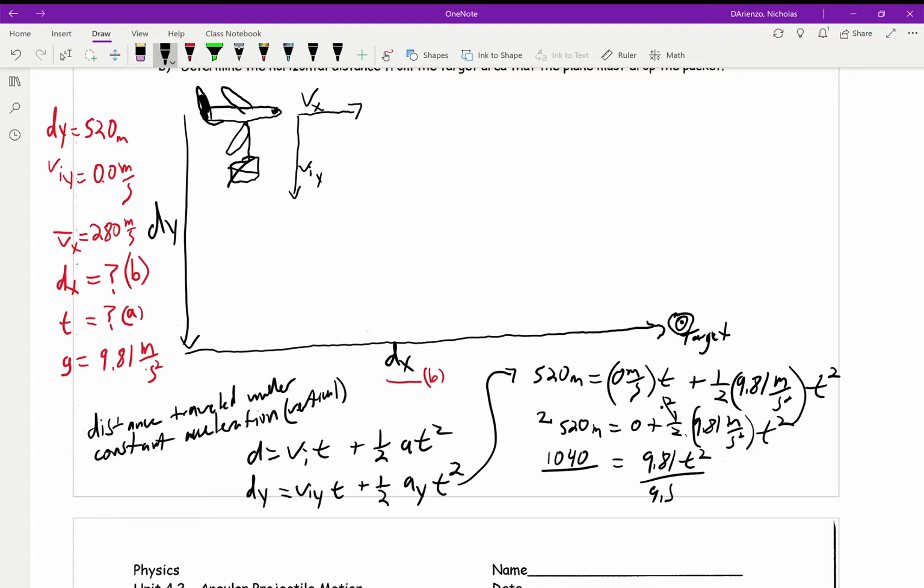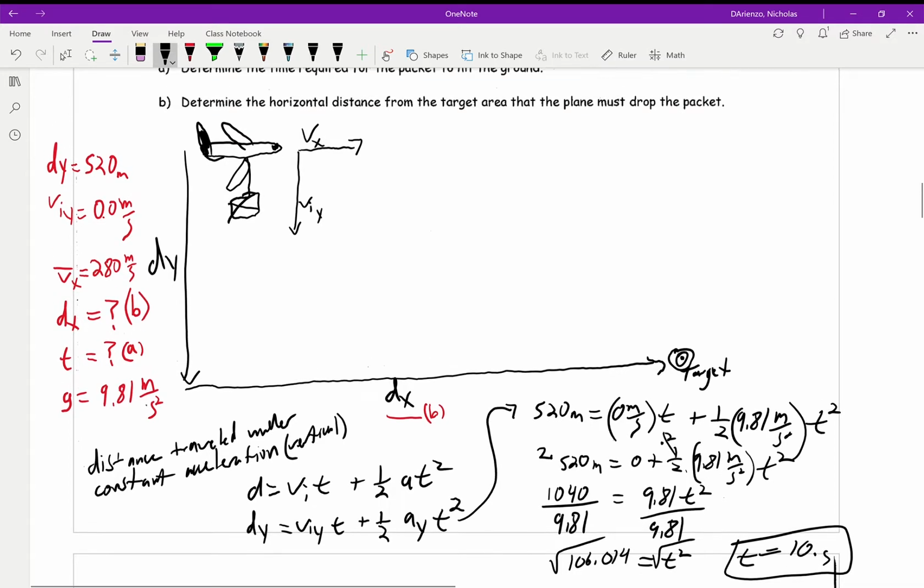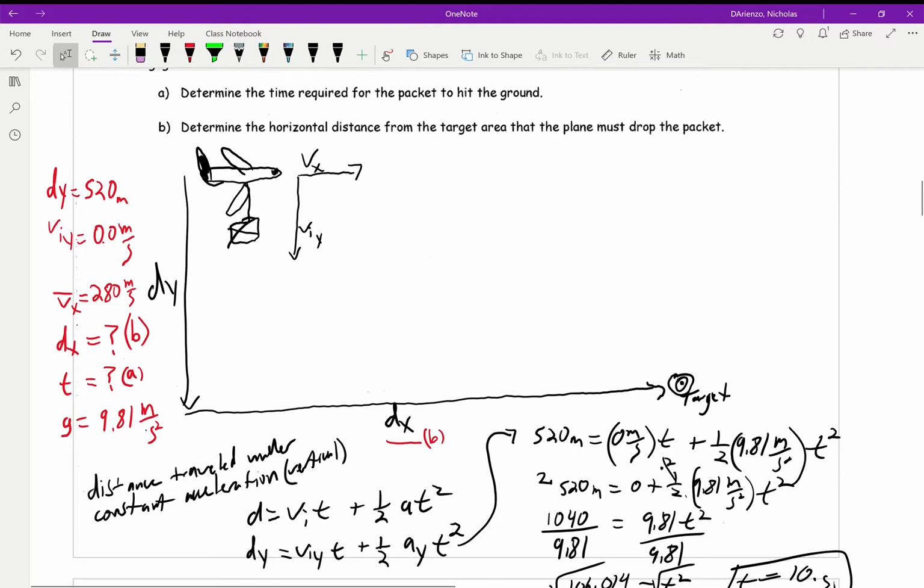We can divide out our acceleration. T squared equals 106.014. We'll take the square root of that to get rid of our squared, and t comes out to 10 seconds. So the time it's going to take for that packet to hit the ground from that distance while being accelerated at a rate of 9.81 meters per second squared towards the ground, that's going to take 10 seconds.